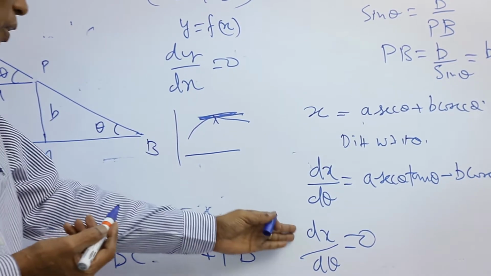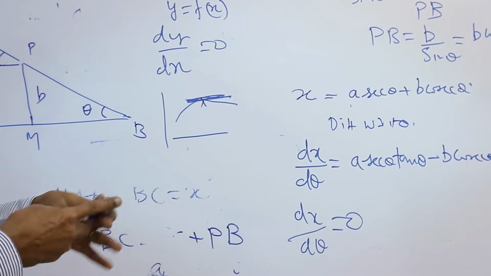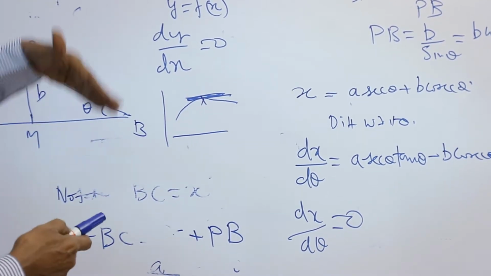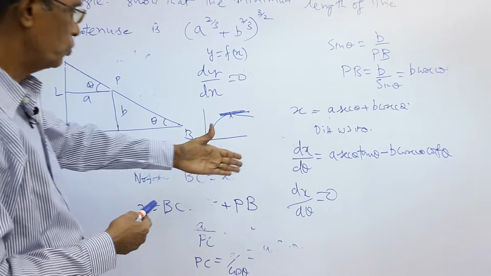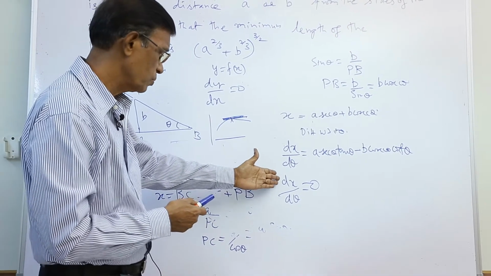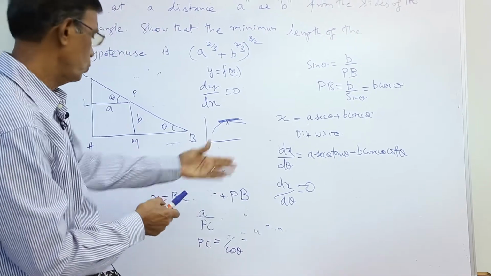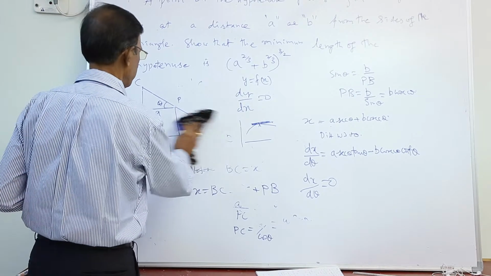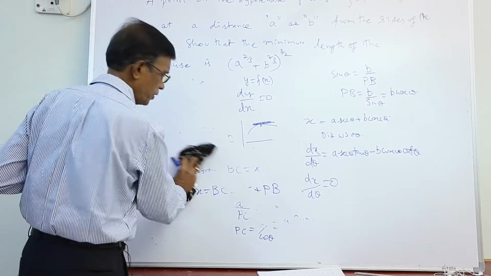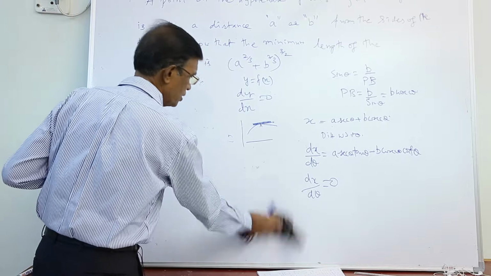Now you are calculating dx by d theta equal to 0. What happens? Either it is going to be a maximum or a minimum, and you are going to get the values of x in terms of theta. So you have taken dx by d theta. These things have to be explained. Then only will they understand and appreciate the subject.